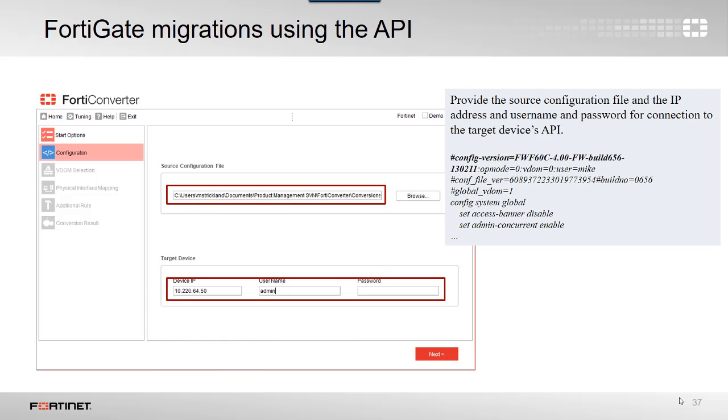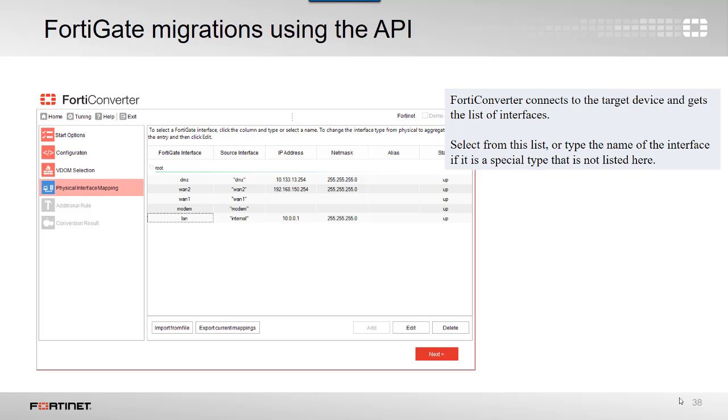Here we see, again, the same source configuration file, but now we're connecting to the target device via the target device's API. We specify IP address, username, password, and it's going to connect to that device and retrieve the system information. So the interface is available to actually download the configuration and rebuild the configuration, the same process that we do to rebuild a new configuration and restore that. All that can be controlled from FortiConverter.